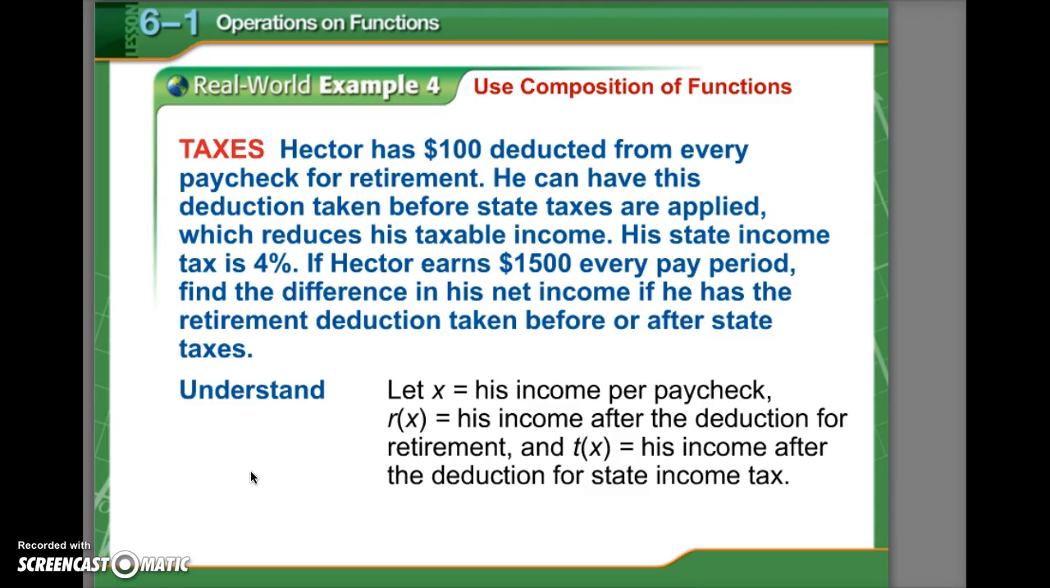So what we're going to do, the first thing when you have a word problem, you want to pick out the important information from the problem. So the first thing we're going to do is let X represent his income per paycheck. And so it says he earns $1,500, but that's probably not going to be his income because we need to figure out what his actual money is that he's going to earn, his net income, after he has the taxes taken out and or after he has the deduction taken out. We're going to let R of X equal his income after the deduction for retirement. We used R because of the retirement. And we're going to let T of X equal his income after the deduction for income taxes.